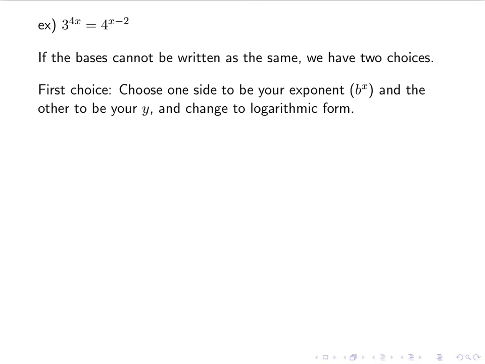So that's going to give us two choices. The first choice is that I'm going to choose one side to be my exponential. So one of those sides is going to be my b to the x. The other side is just going to be my y. And then I'm going to change it to logarithmic form. So in this case, I'm choosing 4 to the x minus 2 as my exponential, and the 3 to the 4x as my y. So my exponent, x minus 2, equals log base 4 of the other side, so of 3 to the 4x.